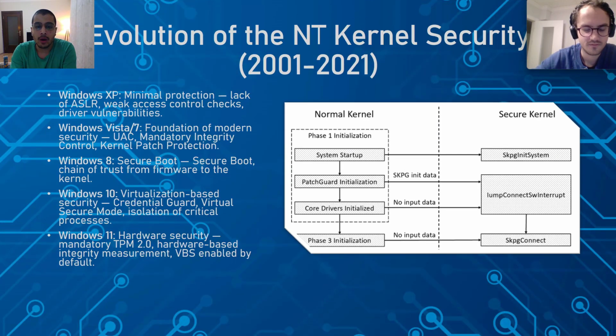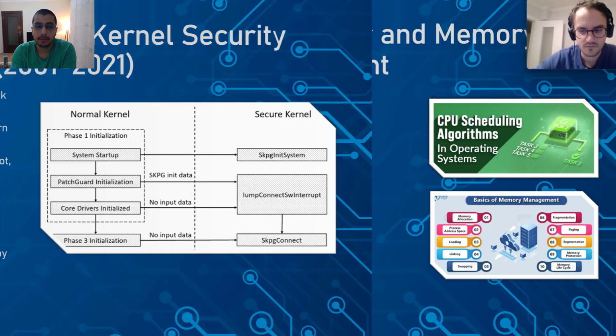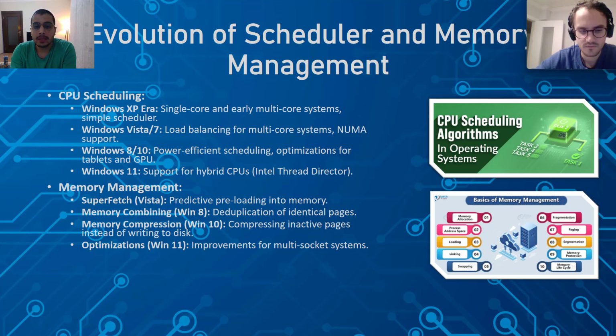Security evolved from almost non-existent protections in XP to hardware-rooted virtualization-based security in Windows 10 and 11. Key additions include UAC, Secure Boot, Credential Guard, and TPM 2.0 enforcement. Scheduling evolved from simple single-core logic to advanced multi-core, NUMA, and hybrid core optimizations. Memory evolved from SuperFetch to memory combining and compression.